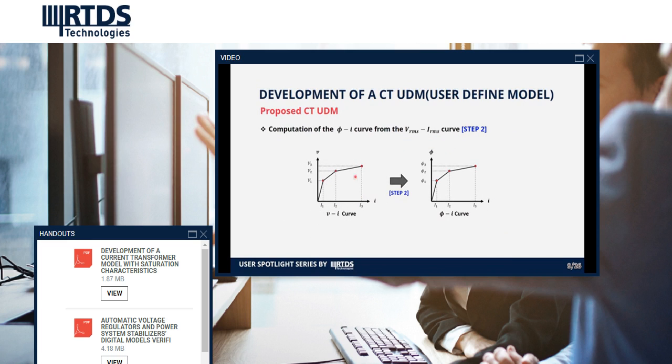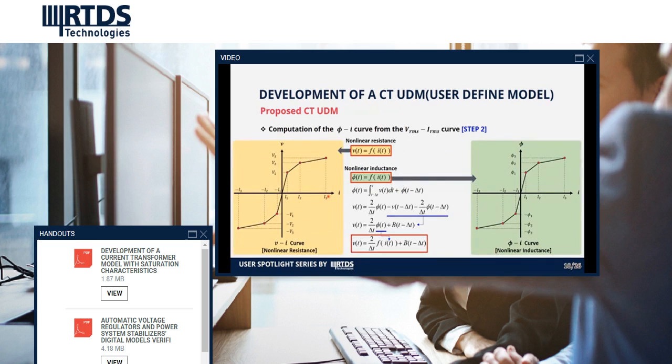In step 2, the VI curve is computed as the flux-psi curve. The left-hand curve is the symmetry of the calculated peak voltage and current values to their origin. The nonlinearity on the left curve is the voltage as a function of current. This means nonlinear resistance. Actually, we need the nonlinear inductance curve.